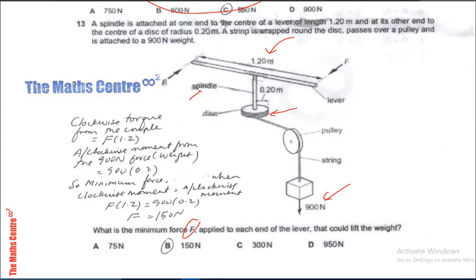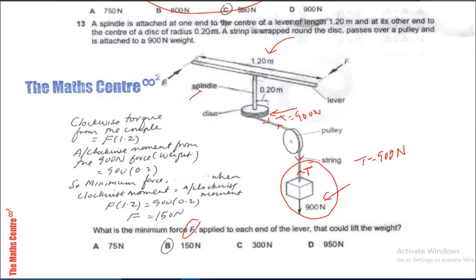Okay, let's plug in some important things. We are looking at this 900 Newton weight. So let's plug in the tension. T here will be equal to 900 Newton, because we're dealing with equilibrium. And it's the same value here, this is also T, which is 900 Newton. That's the first thing.